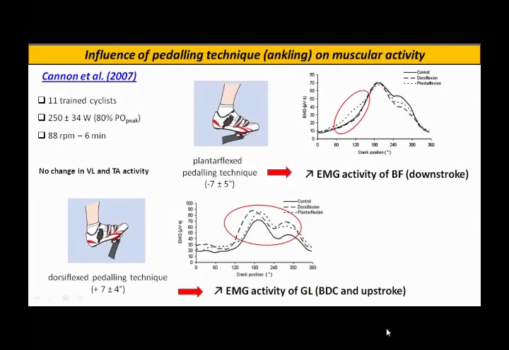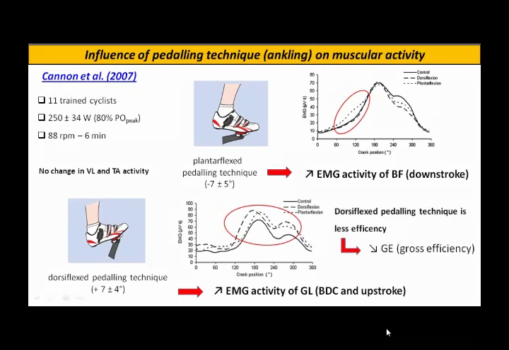The effect of cycling experience could be related to the pedaling technique of the subject. When cyclists use a plantar flex pedaling technique, we can observe an increase of EMG activity of biceps femoris. In contrast, when cyclists use a dorsiflex pedaling technique, it is the EMG activity of gastrocnemius lateralis which increases. This pedaling technique also involves a slight decrease of gross efficiency because it strongly limits the pull-up action during the upstroke as it locks the ankle greatly.